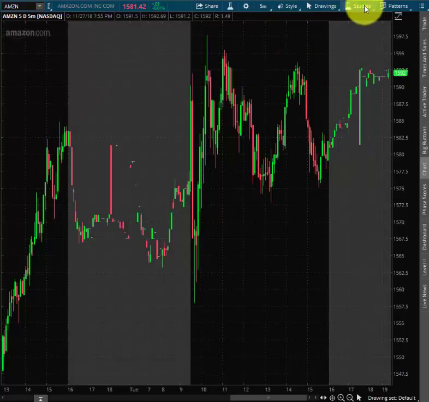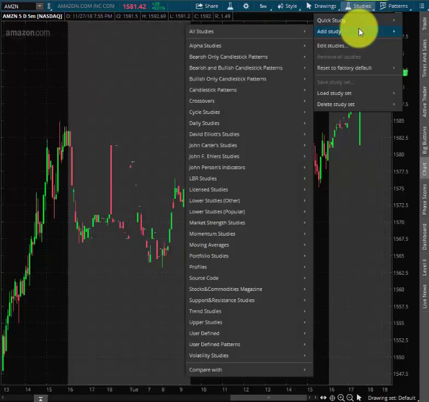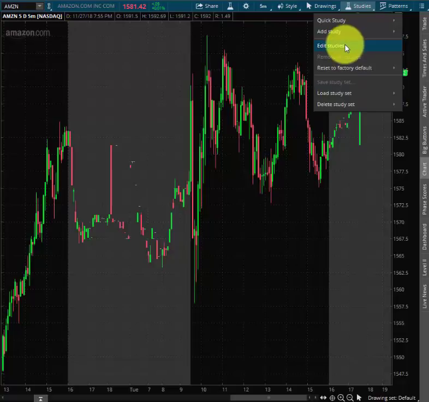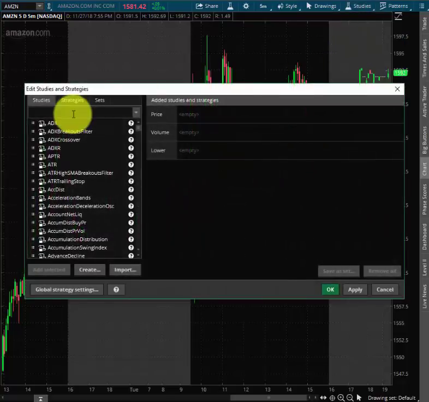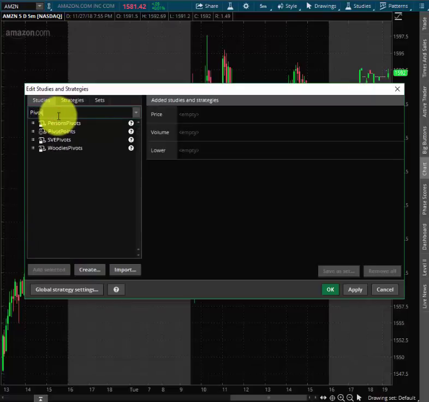And if I want to add something, the go-to thing that I see a lot of people do is they go to add study. That's too much for me. That's kind of overwhelming. I just go to edit studies, and then I click in this little search bar here on the left-hand side, and I just type in pivot points. Okay, and it's the second one down on the list.